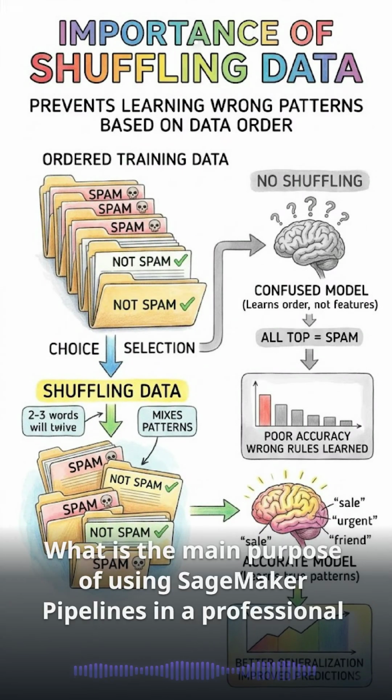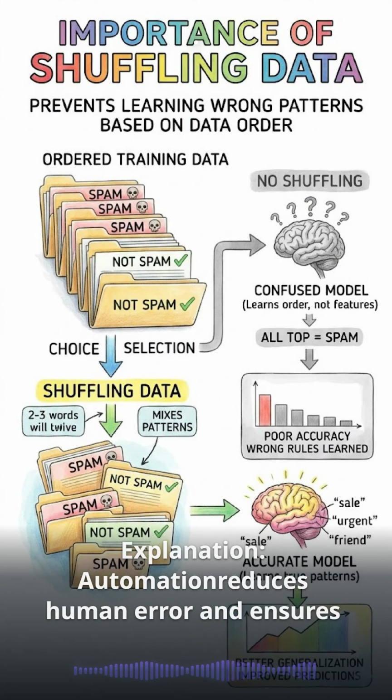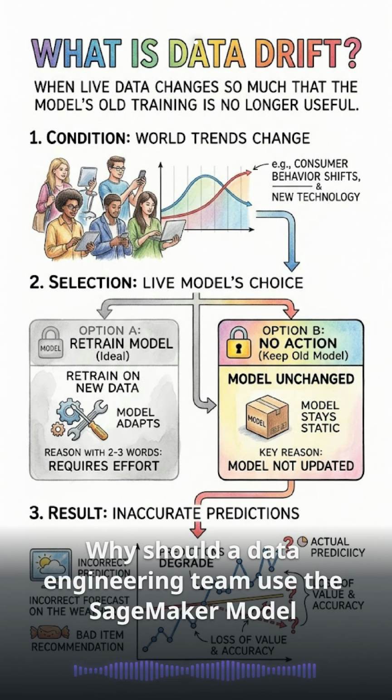79. What is the main purpose of using SageMaker Pipelines in a professional machine learning project today? Pipelines automate the steps of data prep, training, and deployment so you can update your models much faster. Automation reduces human error and ensures that every model is built using the exact same high-quality steps and rules.